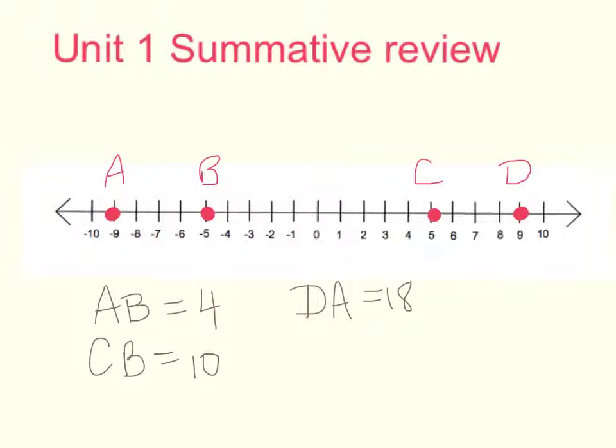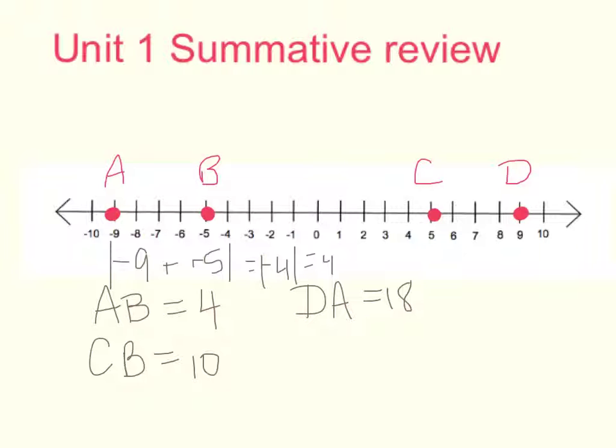Another way to do it is to subtract. Whenever you're finding the distance between 2 numbers, you can subtract the 2 numbers and then take the absolute value of those numbers. So let's go back to AB. We have -9 minus -5. Take the absolute value of those. -9 minus -5 is -4. The absolute value of -4 is 4, and that's what we got when we counted.